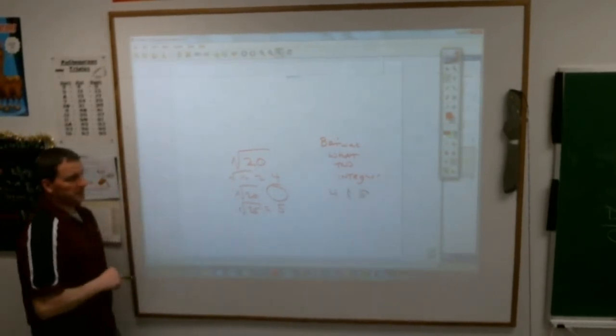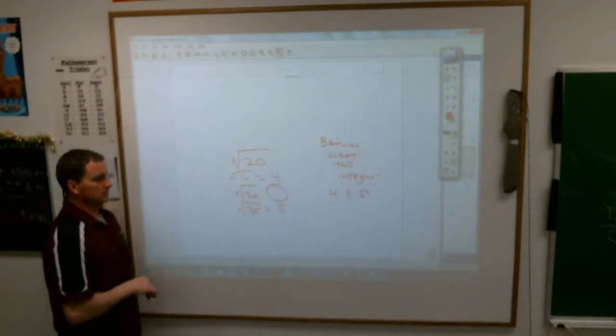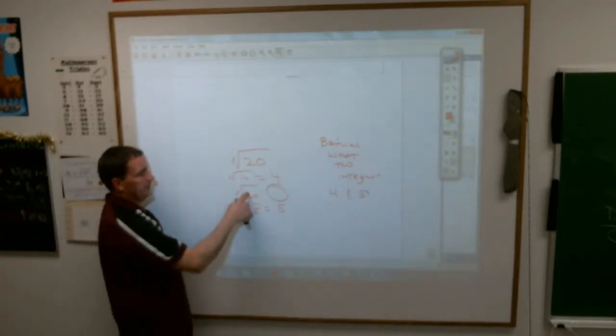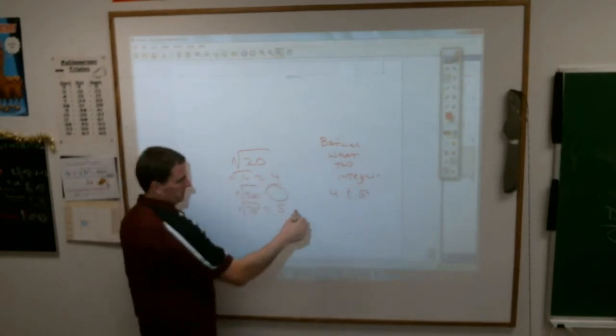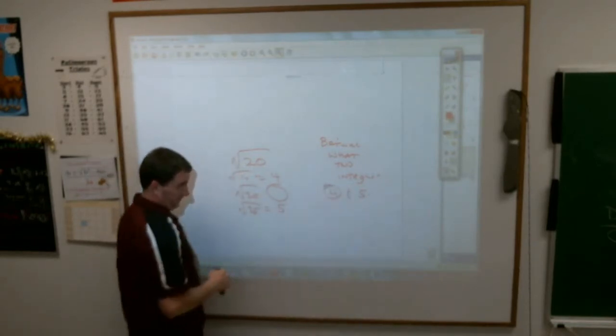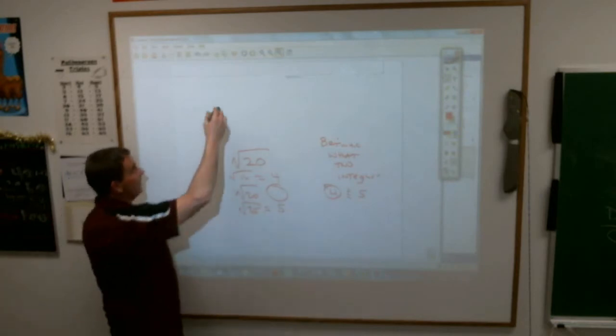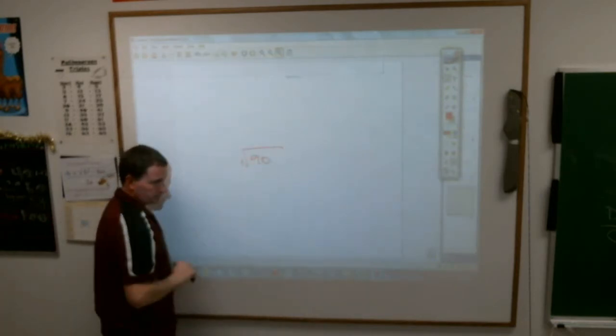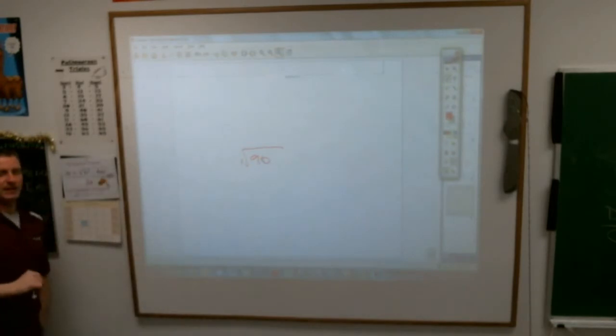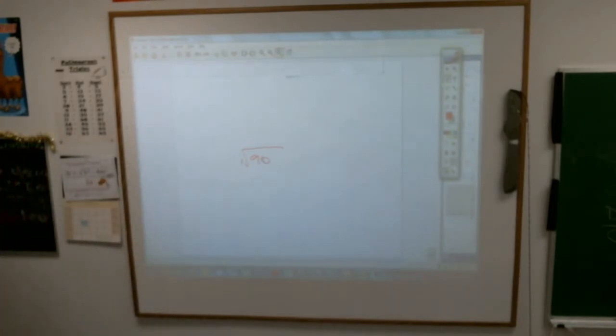Sometimes they'll ask you, which one do you think it's closer to? Well, is 20 closer to 25 or closer to 16? A little bit closer to 16, so it's probably closer to 4 than it is to 5. How about this one? What about the square root of 90? The square root of 90 would have to fall between what two numbers, and why?